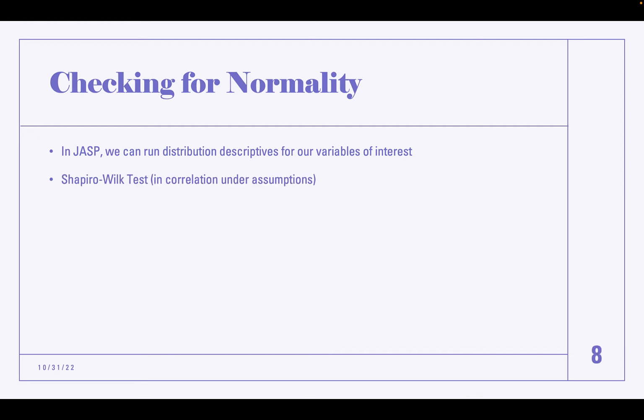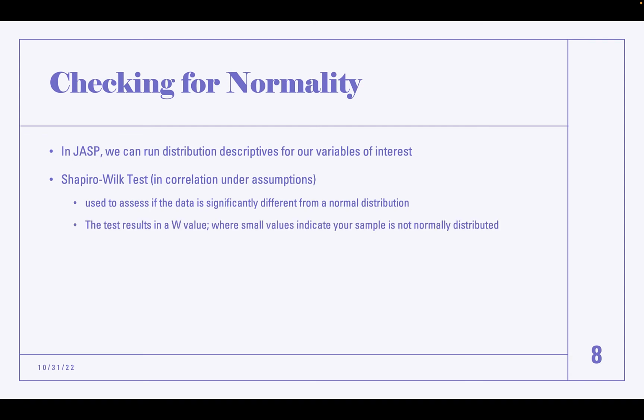And then lastly, the Shapiro-Wilk test, which is actually under correlation, under an assumptions option. This is used to assess if the data is significantly different from a normal distribution. And the test results in a W statistic or value, where small values indicate your sample is probably not normally distributed. All right, how are you going to interpret how small is too small?